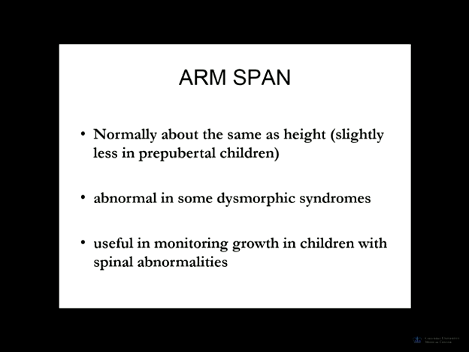Okay, arm span is normally about the same as the height. I like to think of it in terms of that Leonardo da Vinci drawing and the ability of girls or boys to do cartwheels, but arm span is usually about the same as the height. It is abnormal in some dysmorphic syndromes, so if you're trying to get another soft sign, this can be helpful. And I find it particularly useful in monitoring growth in kids who have spinal abnormalities, right? Because if they have spinal abnormalities, you're going to lose that height parameter, but you can monitor whether or not they're responding or growing properly by getting a good arm span.